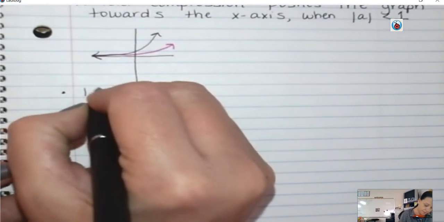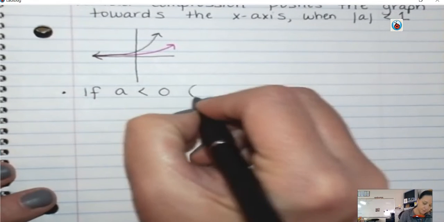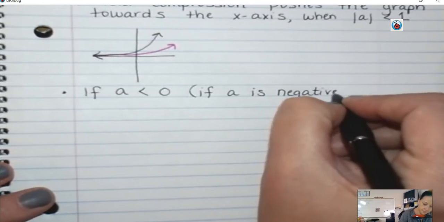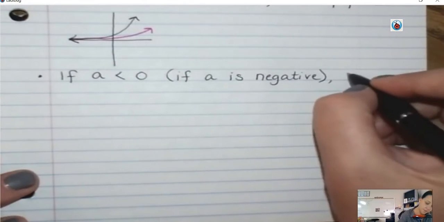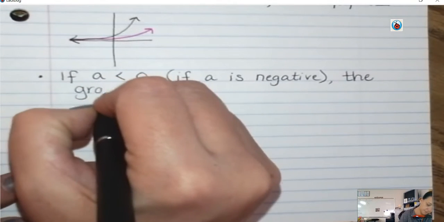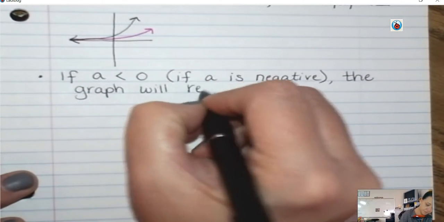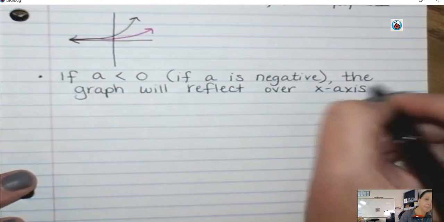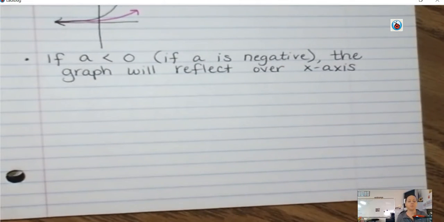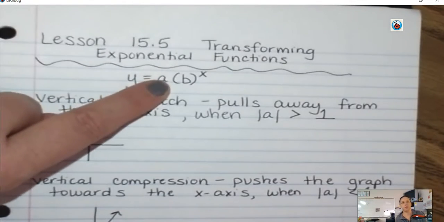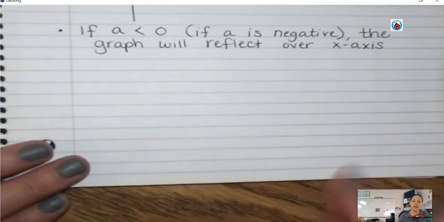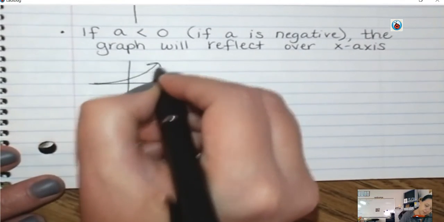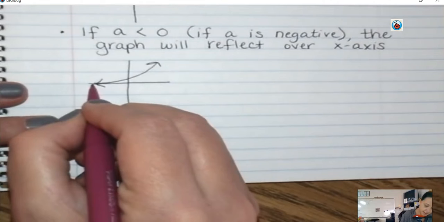If a is less than 0, so if a is negative, the graph will reflect over the x-axis. So if that a value, the first number there, is negative, it's going to reflect over the x-axis. So if I have a graph that's going up like this, it's instead going to go down like that.